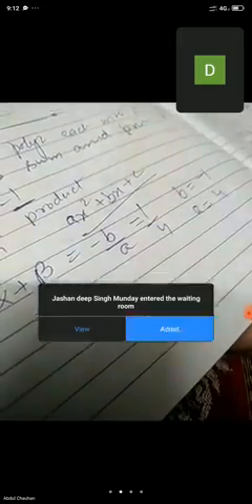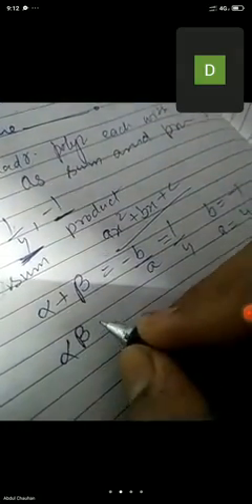Clear? So when we compare this, b is equal to minus 1, a is equal to 4. And they also provide us the product of zeros. Product means when we multiply alpha and beta, it is equal to minus 1.